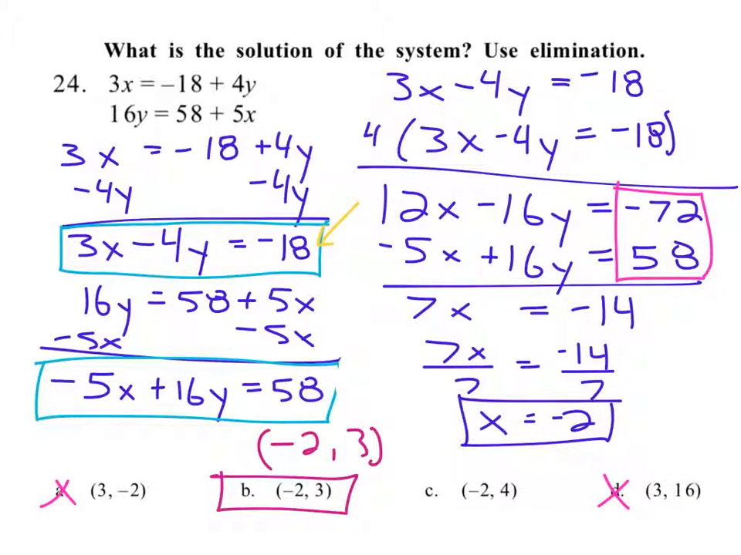So the trick with this one is to rewrite them both into standard form, ax plus by equals c. And then that makes it easy to see which of the equations, or maybe both of them, we need to multiply in order to end up with the same coefficient on the same variable, or opposite coefficients on the same variable, as we eventually did here when we had negative 16y and positive 16y in these two equations.